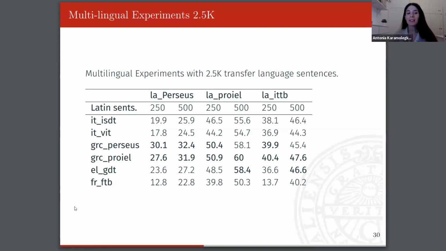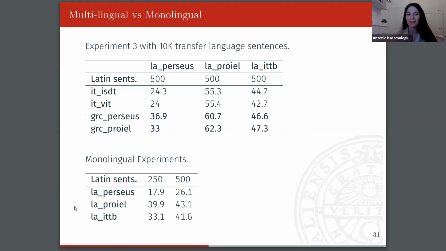Then, apart from increasing the target language from 250 to 500, we also increased the transfer languages to 10,000. But we performed the experiments, as I said, only in Ancient Greek and Italian. And in these experiments, we have slightly higher scores than before. So increasing the data size improves the results. And we can see that still Ancient Greek outperforms the Italian treebanks.